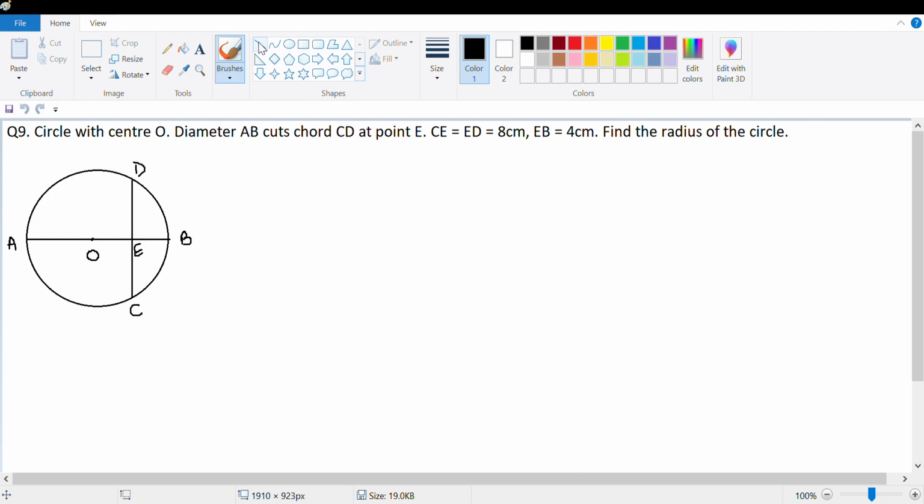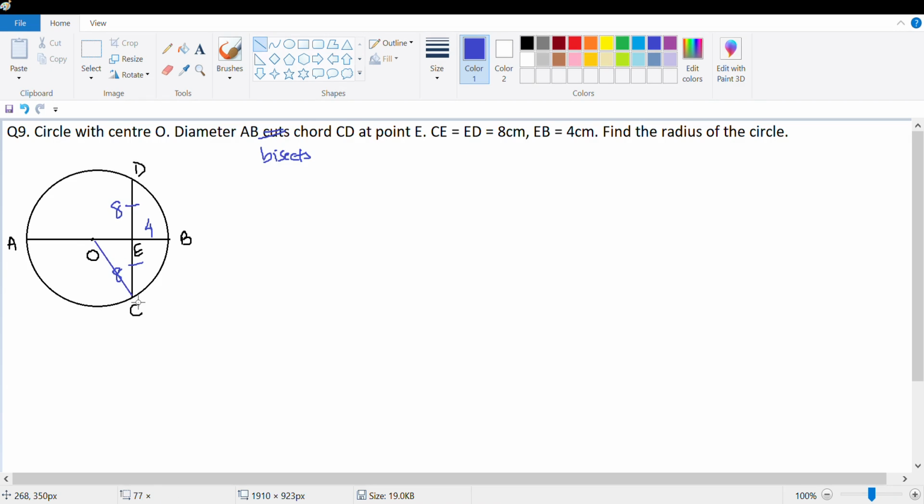That's question number 9. Question number 9 says, circle with center O in which AB bisects the chord CD at point E. AB bisects, so not cuts, bisects. My mistake, I should have written this as bisects chord CD at E, which means CE and DE are equal and they are 8 centimeter each. EB is equal to 4 centimeter. What we need to figure out is the radius of the circle. So let me just mark the radius of the circle.